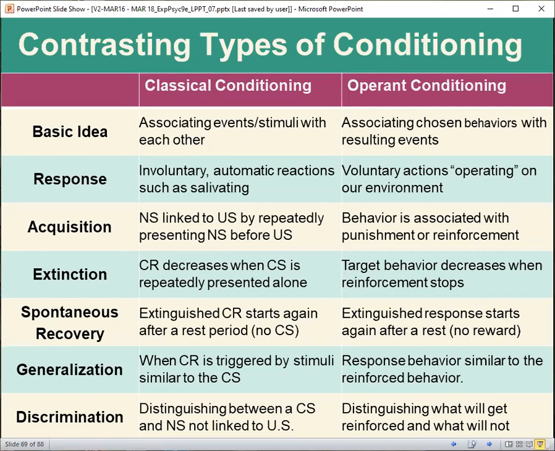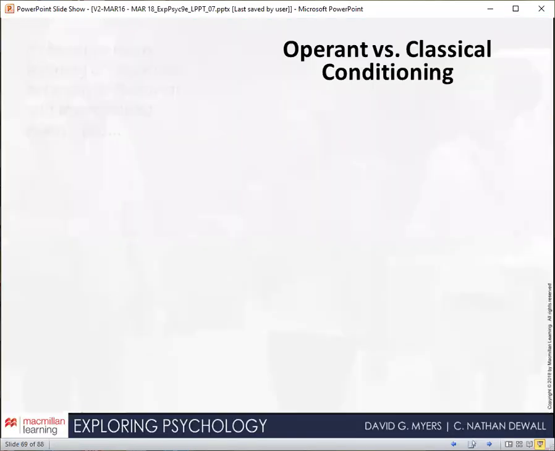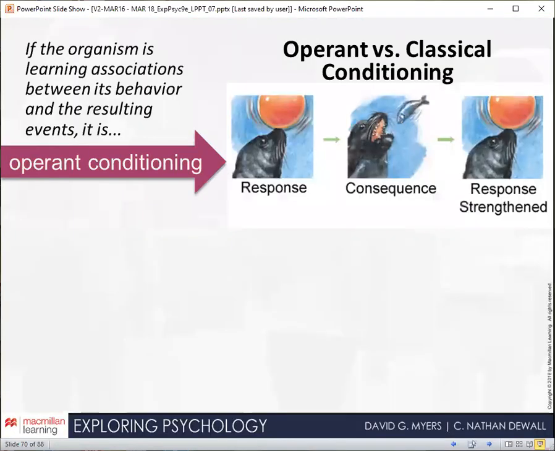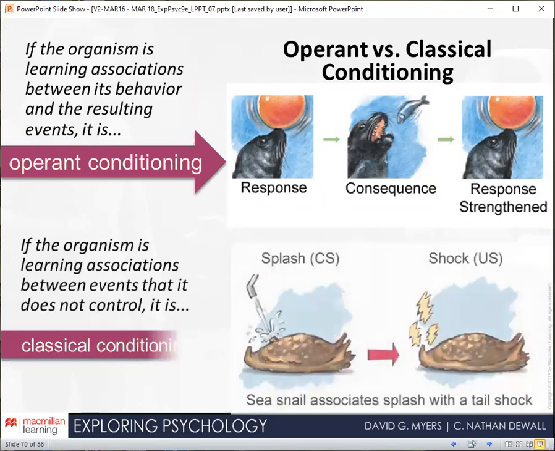So again, we can look at how these two major forms of associative learning really play out, looking at all these phenomena and aspects and components of them. Basic idea: response, extinction, acquisition, spontaneous recovery, generalization, as well as discrimination. So that sets the stage for understanding that if we're talking about operant conditioning, the organism is learning associations between its behavior and resulting events. If the organism is learning association between events that it does not control, we're talking about classical conditioning.